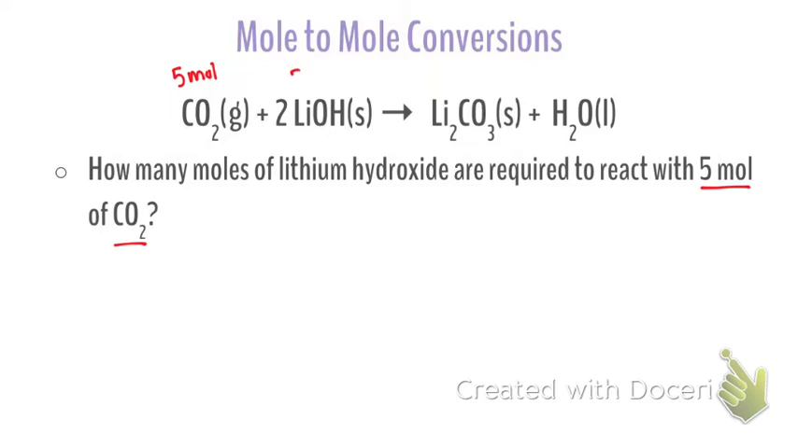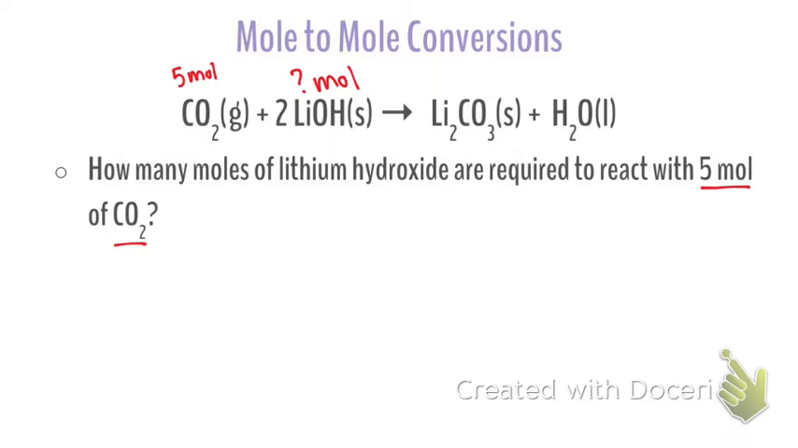It says how many moles of lithium hydroxide are needed to react with 5 moles of CO2. So we want to know, if we put in 5 moles of CO2, how much lithium hydroxide is it going to take so that the reaction goes all the way to completion, right? We use up all of the CO2. So the way we do that is we do a conversion chart, okay?